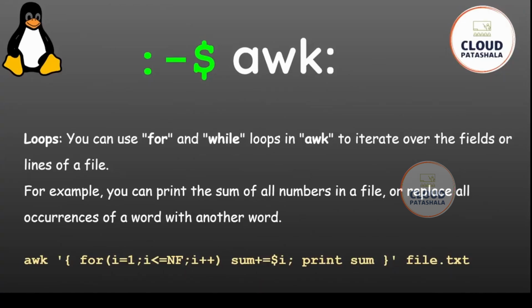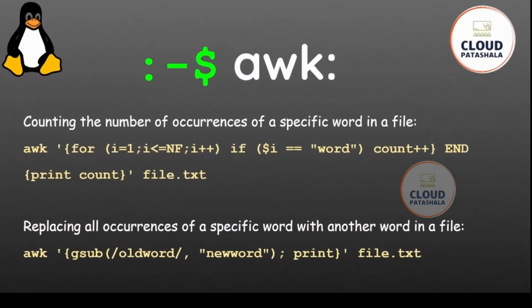For example, you can print the sum of all numbers in a file, or replace all occurrences of a word with another word. So you could simply say for i = 1, i <= NF, that is the number of fields, i++, so it would give me a sum of all the things. Counting the number of occurrences of a specific word is also possible. So you could use the below example. It would give us the number of occurrences of a specific word using this statement.